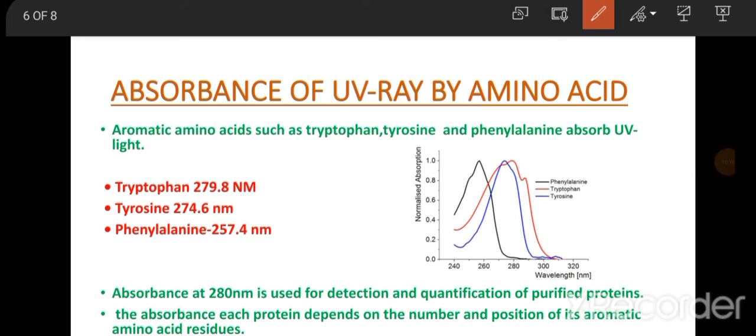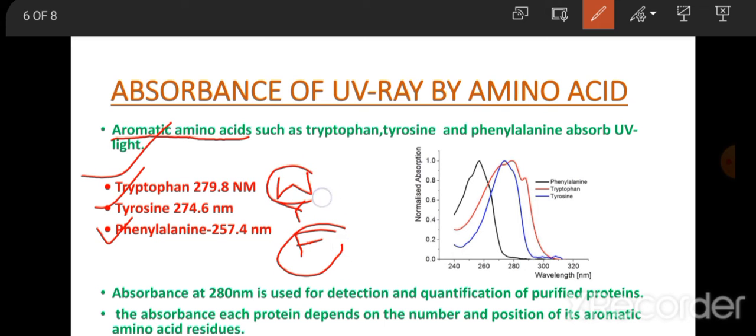Absorbance of UV ray by amino acids. Total 3 amino acids can absorb UV ray. These 3 are also aromatic amino acids: tryptophan, tyrosine and phenylalanine. What is the single letter code of these 3 amino acids? One is W, one is Y and one is F. Phenylalanine, F. Tryptophan, W. Tyrosine, Y. I said that previously.